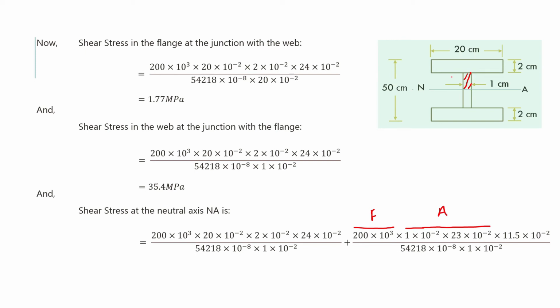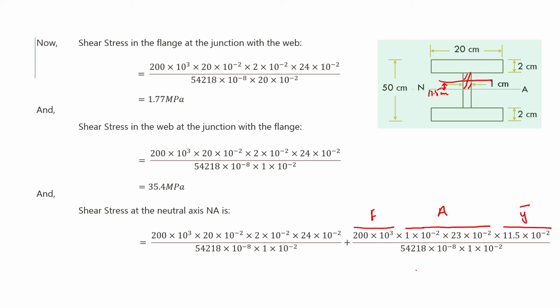And y bar means, now for the area we have considered, we will mark its centroidal axis. So the centroidal axis will lie at the mid of this height, and this height is 23. So obviously from here to here the distance will be 23 by 2, that means 11.5 centimeter. So this will be 11.5 into 10 to the power of minus 2 meters.